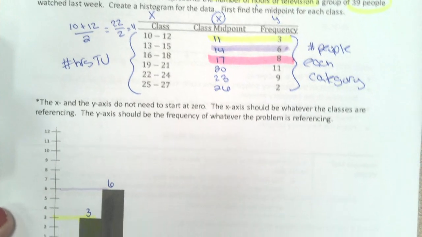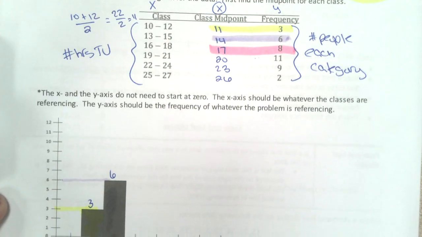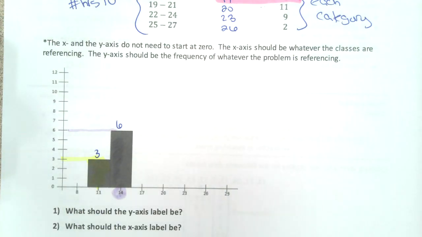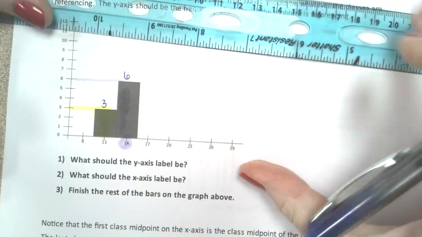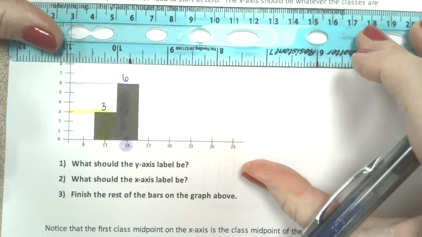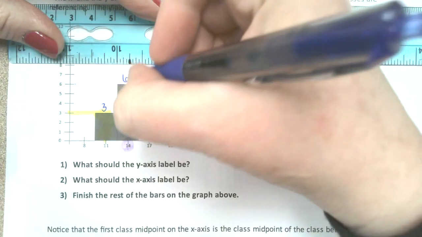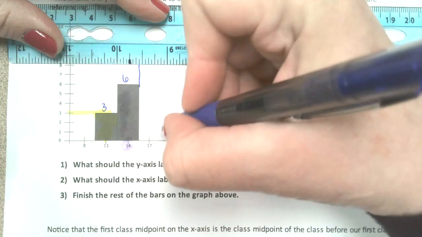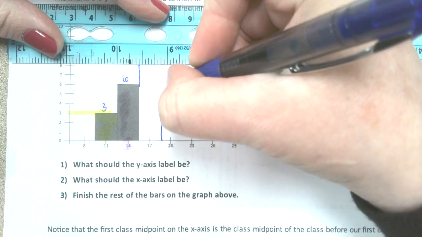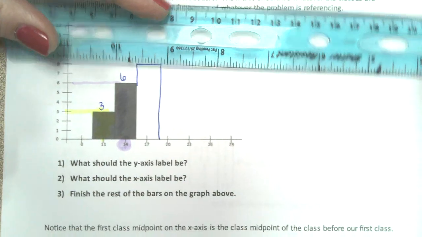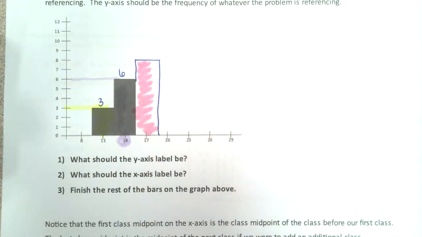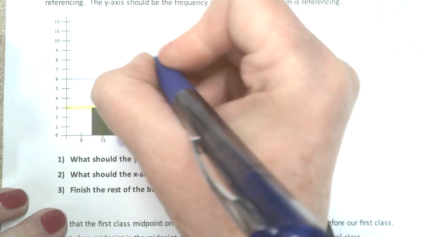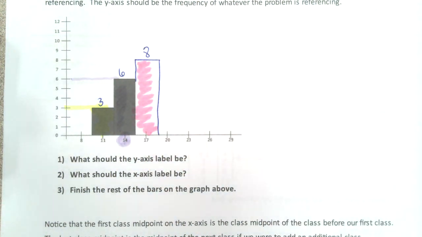All right, so 17 hours, 8 people did that. I just got the ruler out so that I can try to make it happen. I'm going to take this up to the 8, and it's centered around the 17. So I'm going to go halfway there and then draw my line. All right, so that is the bar for that one.